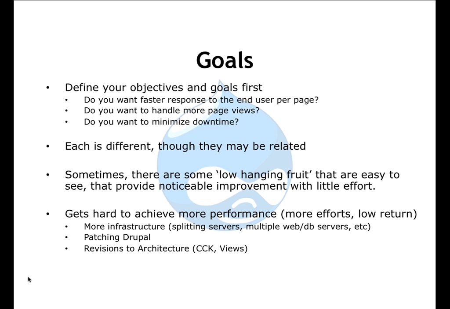And the first things you can do are usually easy, low-hanging fruit type of problems that are easy to see, to diagnose, and to provide an improvement for, and you'll see huge improvements on your site. And as you spend more and more time on your site, or as it gets bigger and bigger, you'll have to put in more effort, and you'll get lower return. What I mean by that is you might need to put in more infrastructure, so you'll have to split your servers into having multiple web or database servers. You might have to patch Drupal, or you might have to do revisions to your architecture. As an example, the CCK and Views modules have gone through massive architecture changes, and in the same way, your site might go through a similar architecture change.